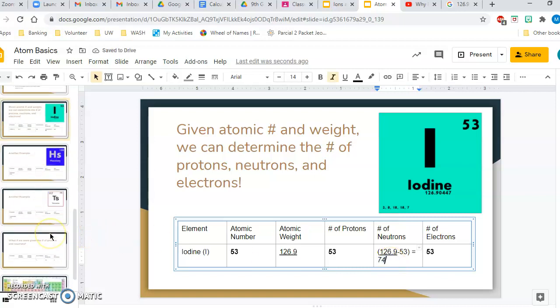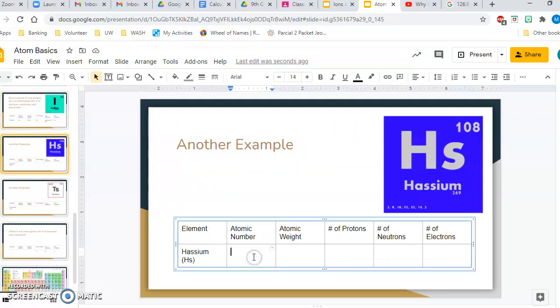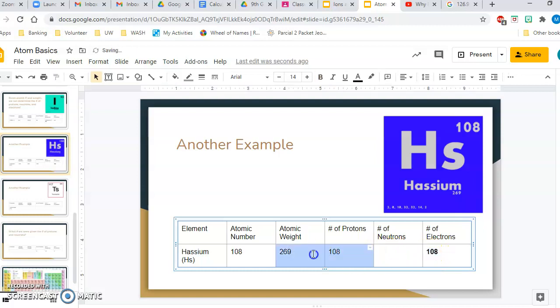So let's look through a few more to give you guys some more examples. So this one is Caesium. Its number is 108, so I'll type in 108. Its atomic weight is 269. We said the number of protons was 108, and because it's not an ion, we're going to say the number of electrons is 108. So these three are going to be the same.